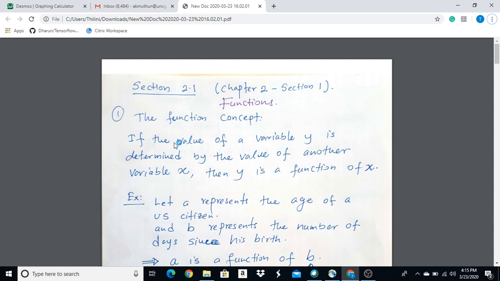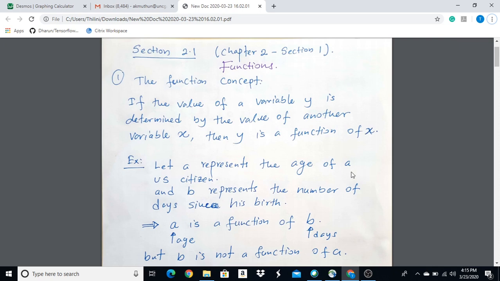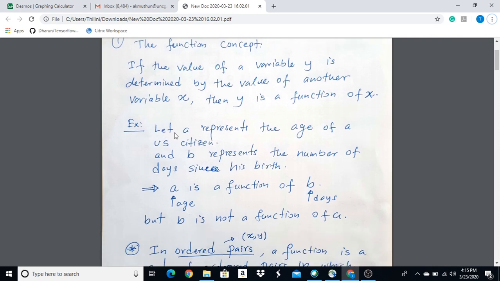We say if the value of a variable y is determined by the value of another variable x, then y is a function of x. For example, we can say let A represent the age of a US citizen, and B represents the number of days since his birth. Then A is a function of B and B is not a function of A.